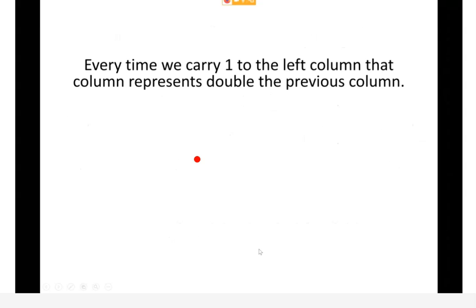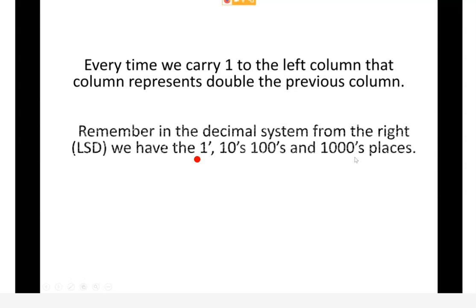Did you notice the pattern? Every time we carry 1 to the left, that column represents double the previous column. So it's called the least significant digit. If we're looking at, say, the number 1 in decimal, that would be our least significant digit. Comparing that to, let's say, 100, this is still our LSD. This would maybe be our most significant digit.